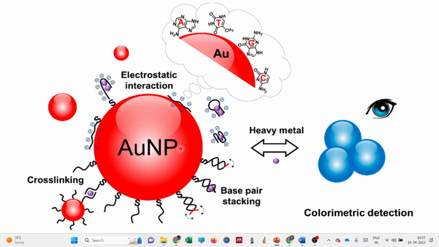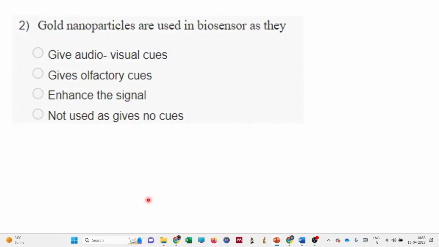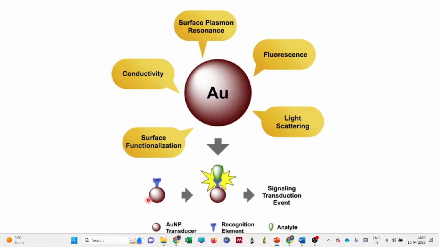So potential applications include identification of nucleic acid mutations associated with disease, detection of gene expression and pathogens, detection of small molecules or ions, and detection of proteins such as in immunodetection and even in affinity binding. So these are the potential advantages of having gold nanoparticles in your biosensing system. So we'll stop here today. Do you have any questions from whatever we discussed in today's class?